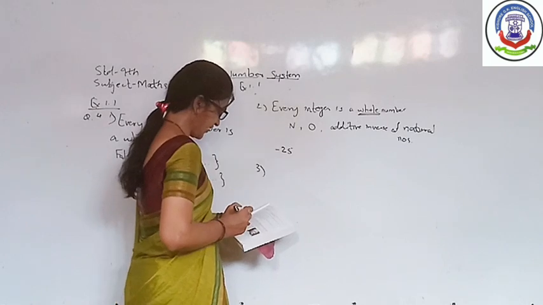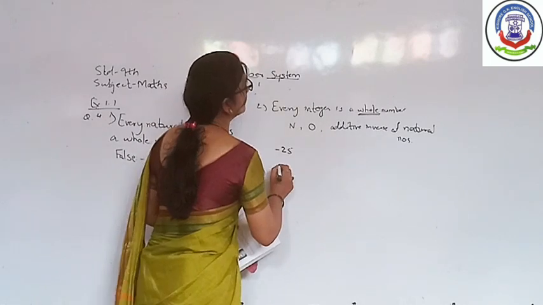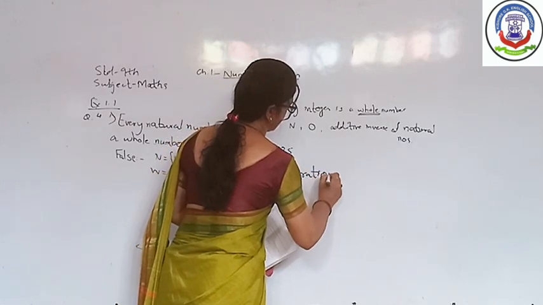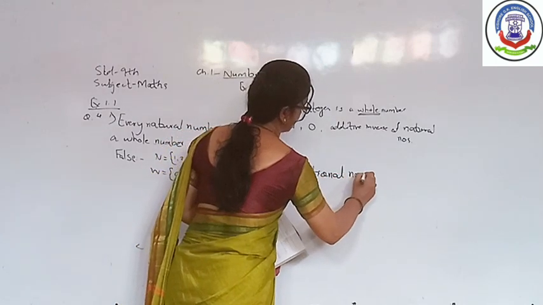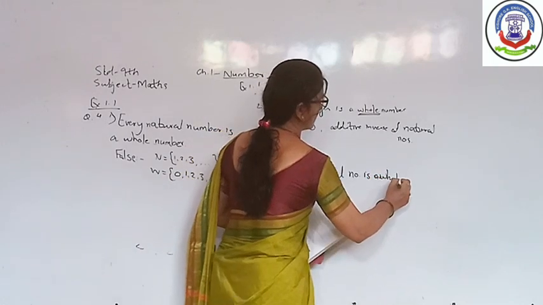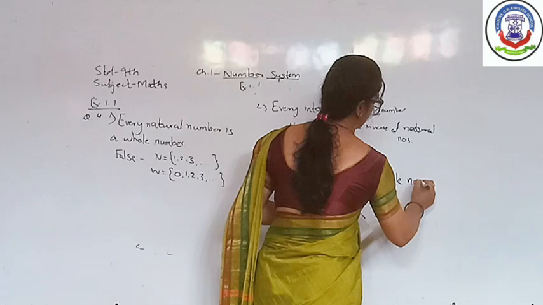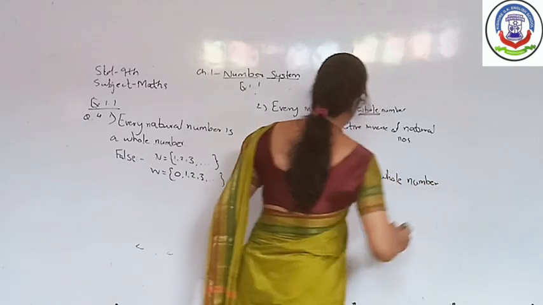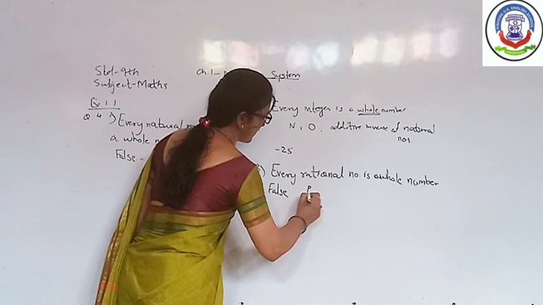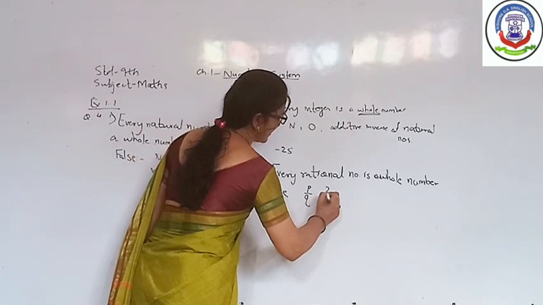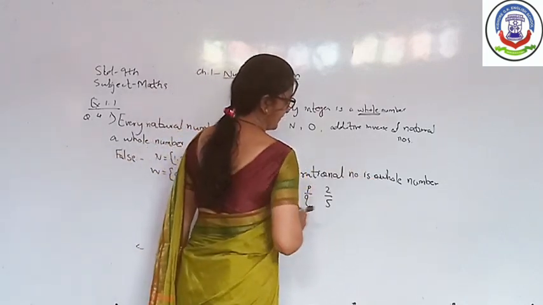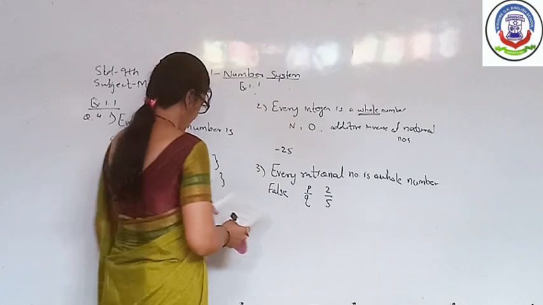Question 3. Every rational number is a whole number. This is also false. Why false? Because a rational number can be expressed in the form p by q. For example we can take 2 by 5, but 2 by 5 is not a whole number and therefore the given statement is false.